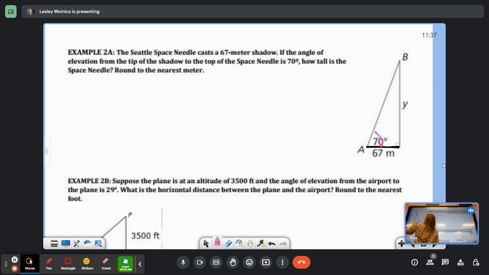Okay, so this is an angle of elevation because it comes up from the horizontal. How tall is the Space Needle? And we have to round to the nearest meter. So this is the height.